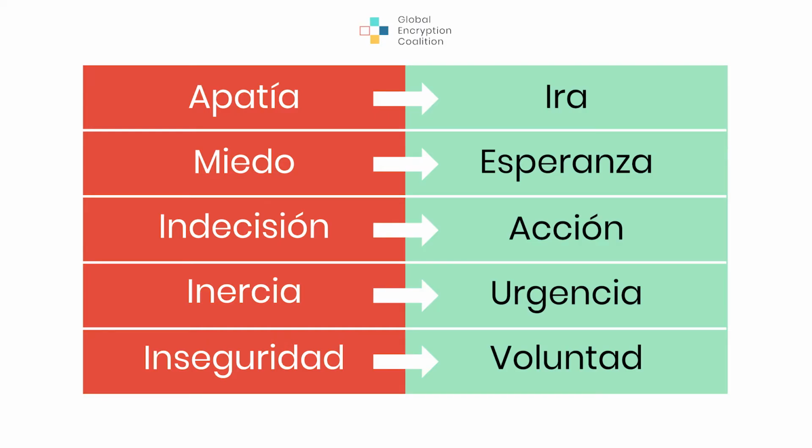Apathy becomes anger, fear becomes hope, indecision becomes action, inertia becomes urgency, and self-doubt becomes agency. You want people to believe that change is necessary and possible in order for them to get involved. You want to locate the problem, but then take the energy from it and focus it on a solution. Once you've illustrated your solution, you want to make sure the other person knows that they can make a difference by taking action now. Your goal at the end of each and every interaction is for people to take action.